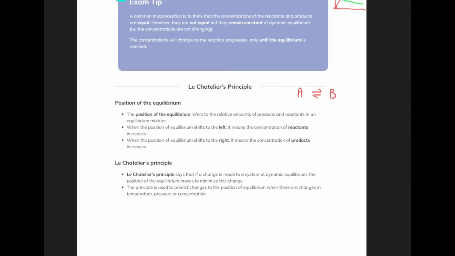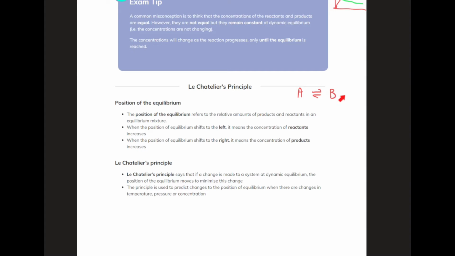For example, when the position of equilibrium shifts to the left, that means more reactants. It means the concentration of reactants increases. When the position of equilibrium shifts to the right, it means the concentration of product increases.